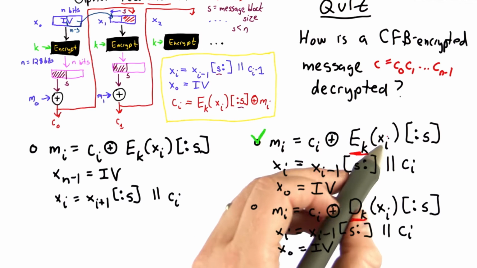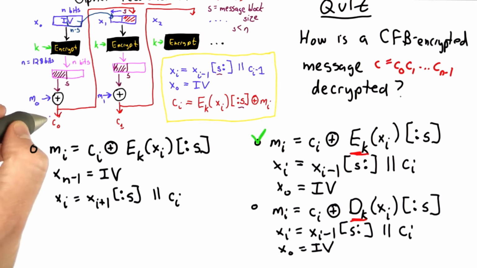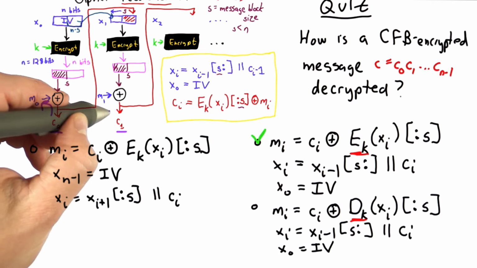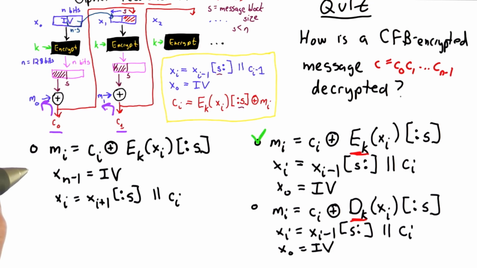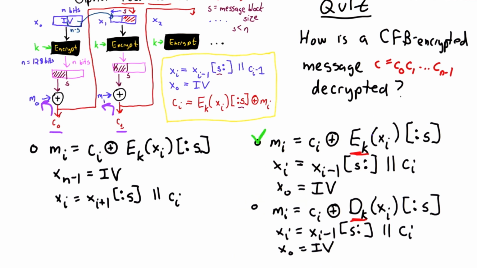And the reason that we're using the encryption function, just like we did in encrypting, is because when we're decrypting, we have these ciphertexts and we're trying to get the messages. So we're just trying to go through these XORs in the reverse direction. That means we need the same exact thing that we had in encryption to XOR out, which is the result of encrypting these XI values.